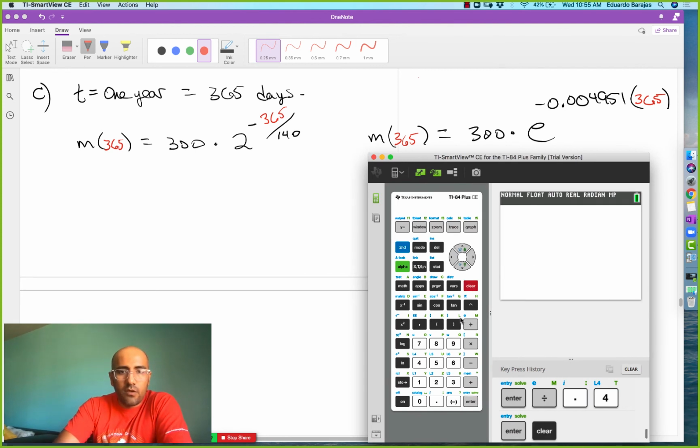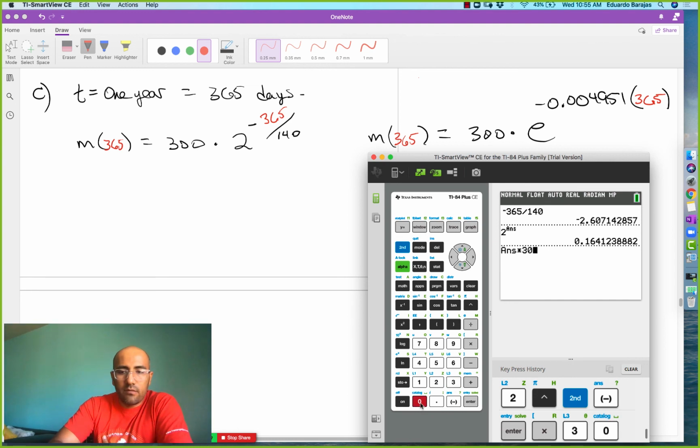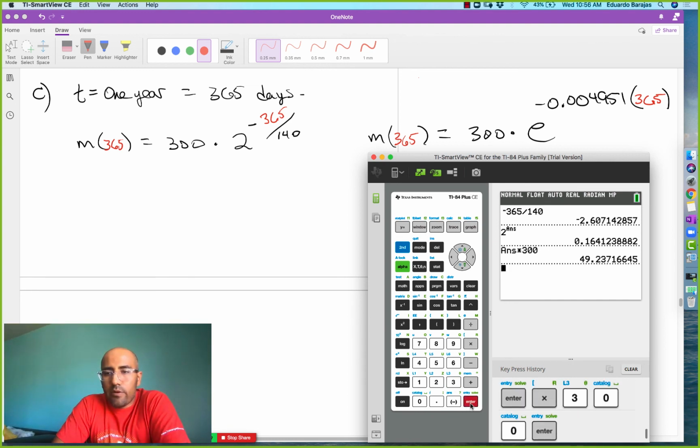So for the first one, we have 365 divided by 140. And then I want to take 2 and raise it to the power of that answer. So I can type in the negative 2.6071, or I can hit second and then ans, right above the negative number here. And then that'll give me that previous answer. Enter. And then we multiply that by 300. And so I'm getting 49.237166, that guy.